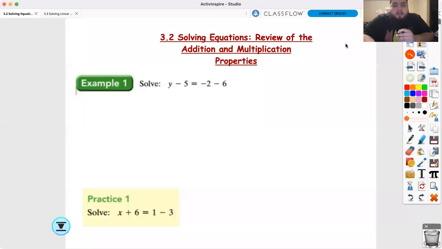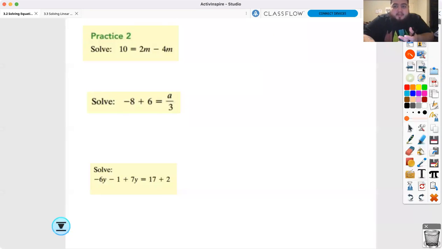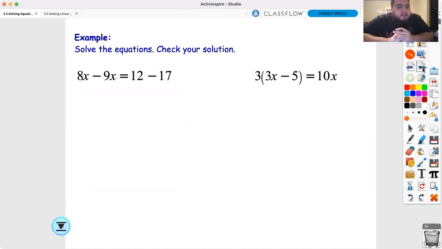And get started with recording. So we did 3.2. We started this slide. We did this example. Y'all did these practice problems. And then we stopped here, right? We're now on these examples. Or did we do these examples in class?